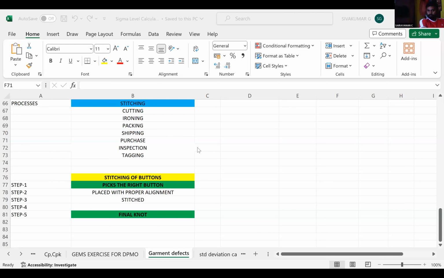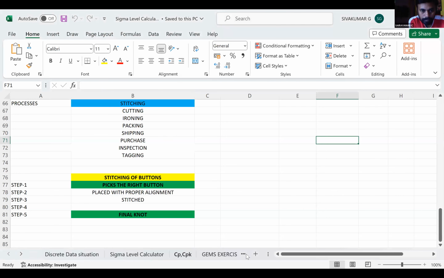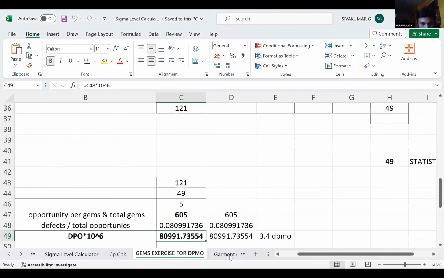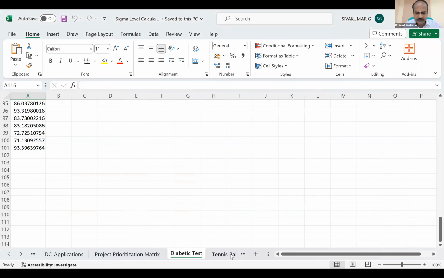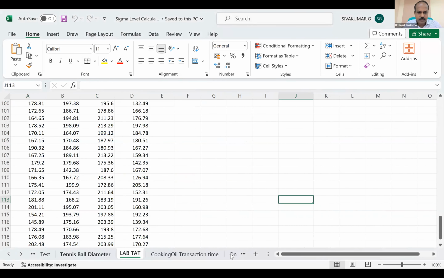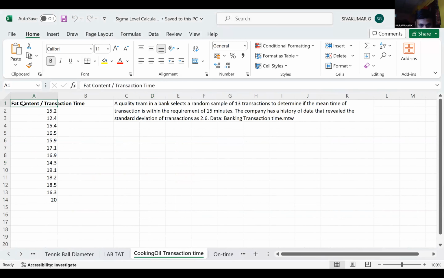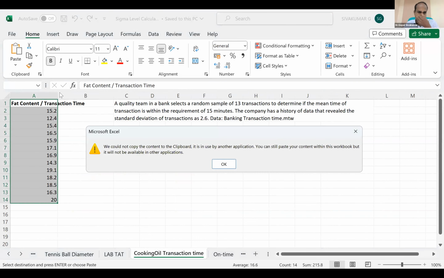See, this Excel file I have shared with all of you already, and it contains a lot of data. Let me pick up something here. Fat content, cooking oil fat content. You see, the same data is available here with me. I want to check whether the fat content is as per the spec or not.